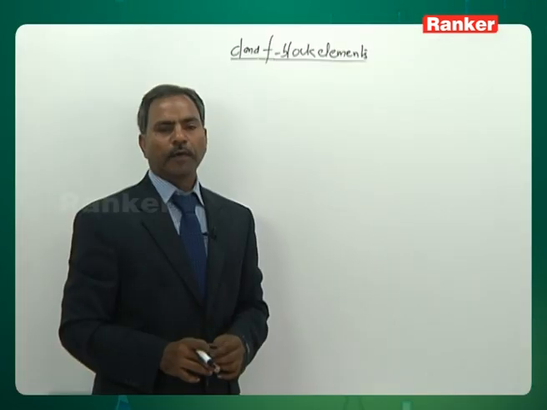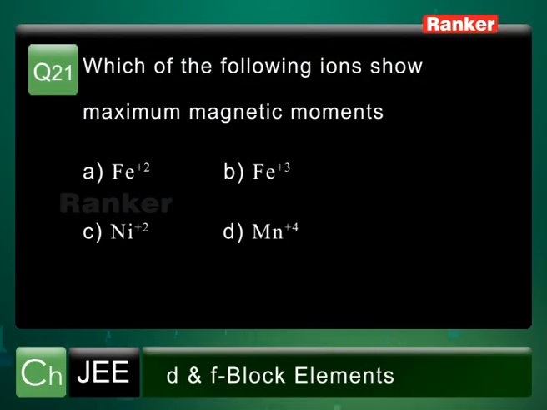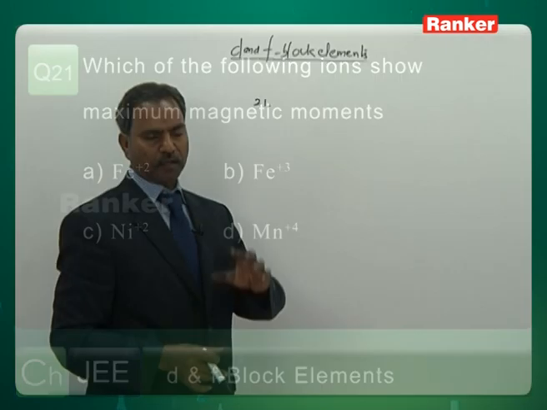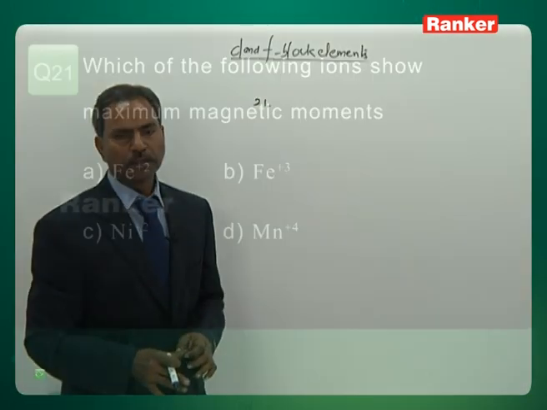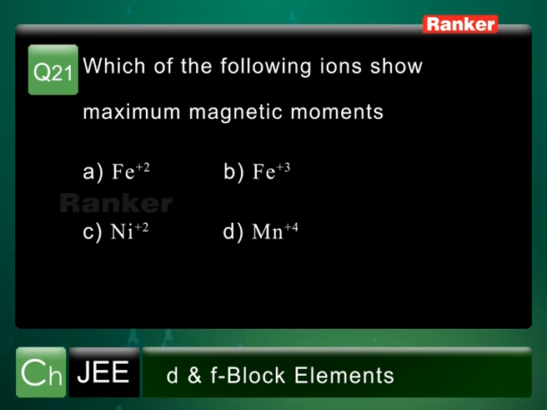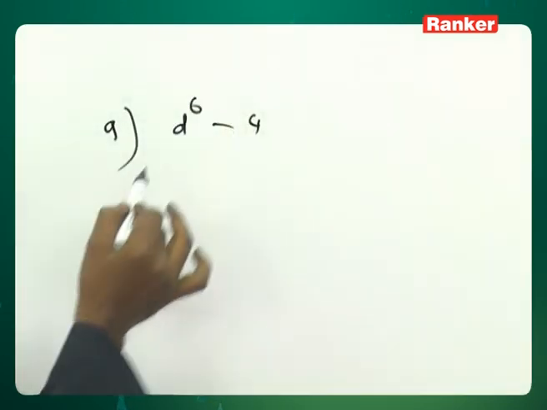Coming to question number 21. Which of the following ions shows maximum magnetic moment? See, wherever magnetic moment comes, check it. Which ion is carrying more number of unpaired electrons? Coming to option A, what is given? Fe plus 2. Yes, Fe plus 2 means d6 configuration, 4 unpaired electrons.